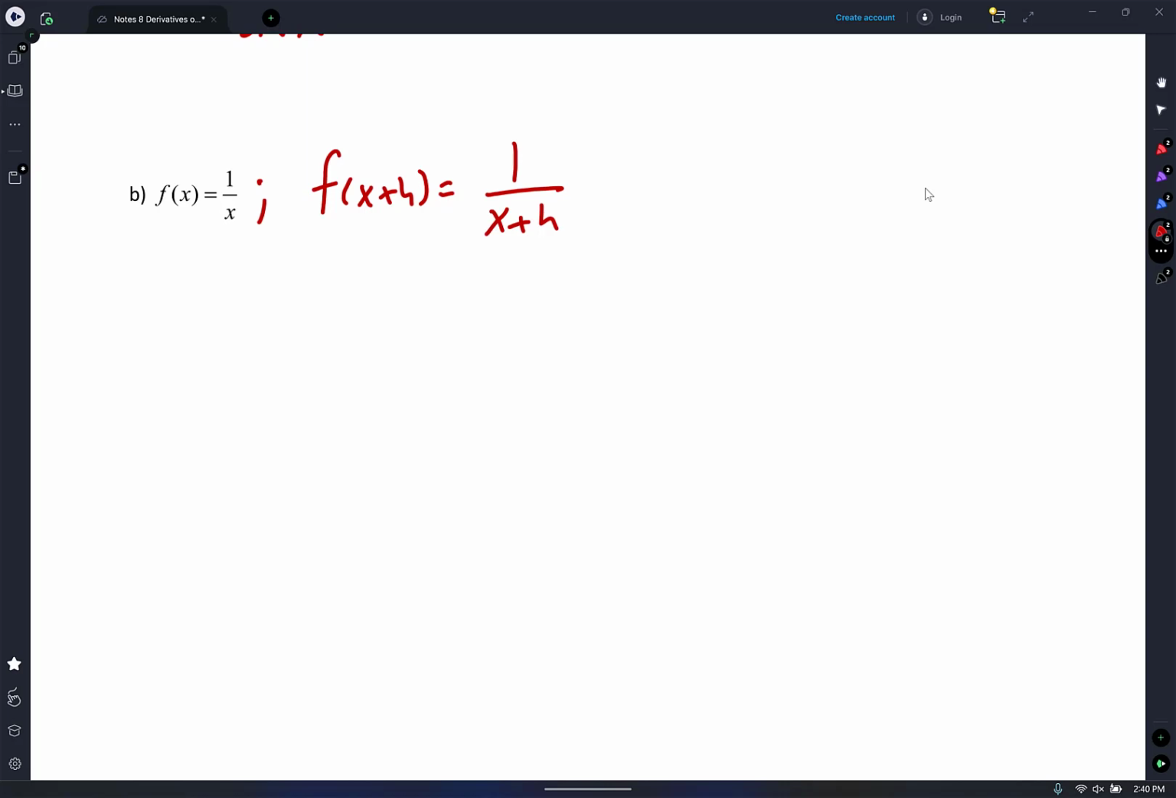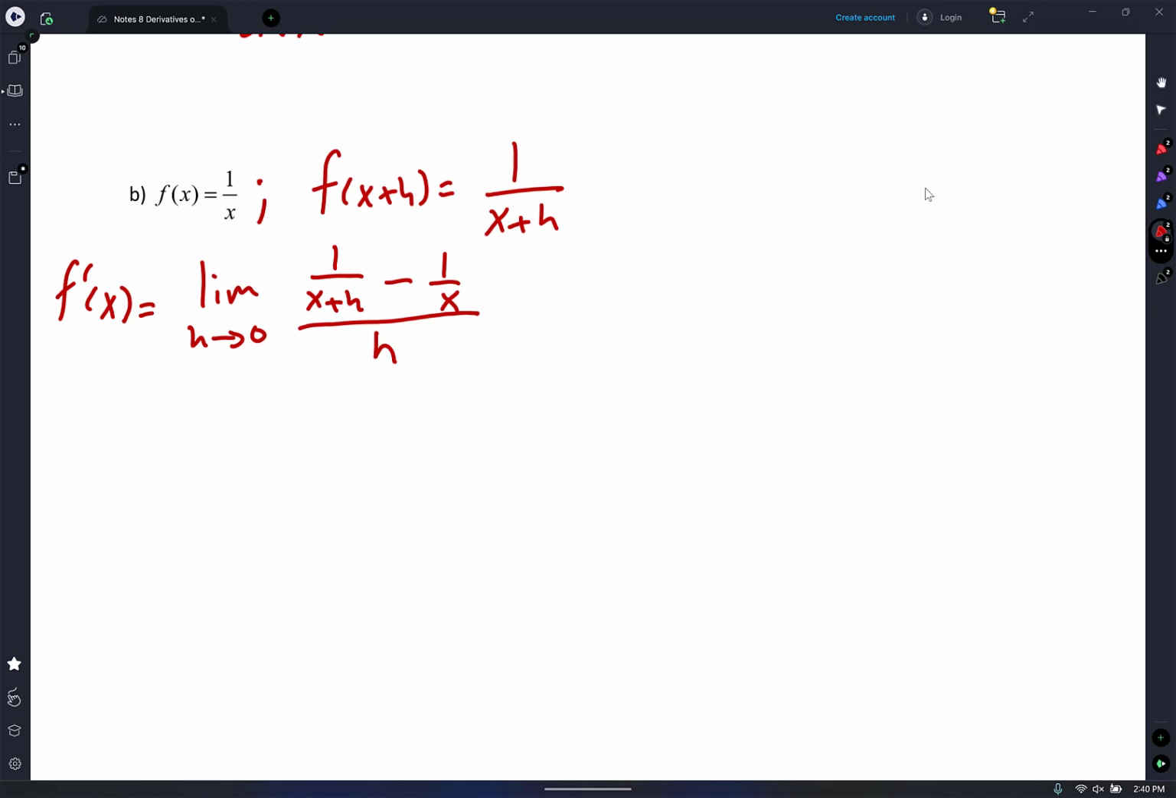Are we okay? So here we go. I'm gonna write f prime of x is equal to the limit as h approaches 0, and I need f of x plus h. So I write 1 over x plus h minus 1 over x, and all this is over h. So catch up to there. That's the limit definition. F of x plus h minus f of x, all over h. The derivative definition.